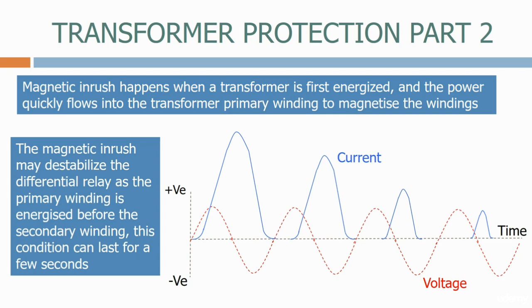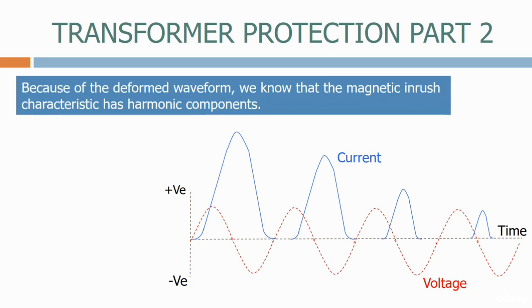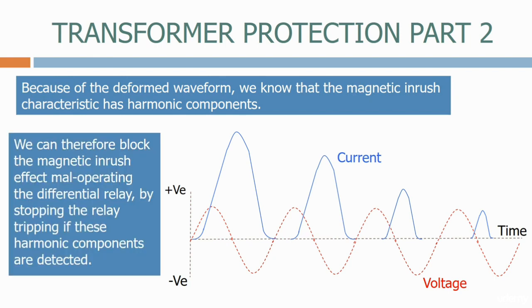Here's the typical magnetic inrush current waveform. As we can see, the waveform is quite deformed and reduces over time. Because of the deformed waveform, we know that the magnetic inrush characteristic has harmonic components. We can therefore block the magnetic inrush effect maloperating the differential relay by stopping the relay tripping if these harmonic components are detected.